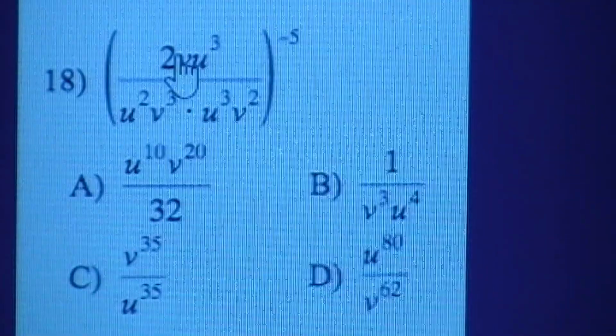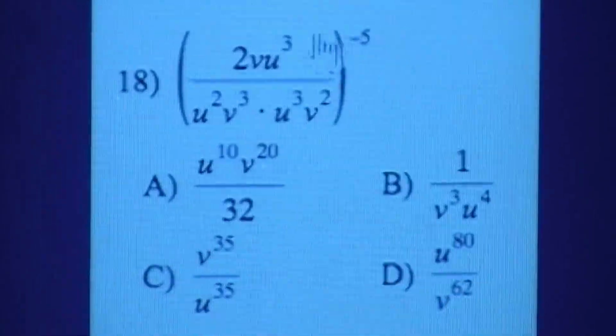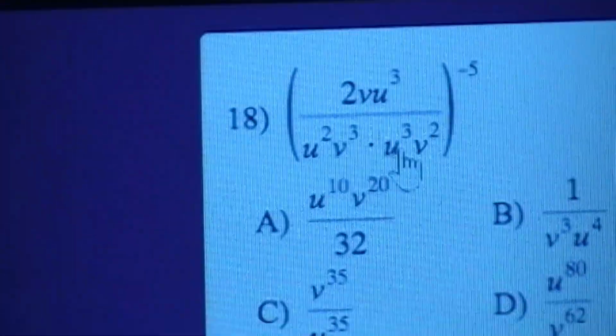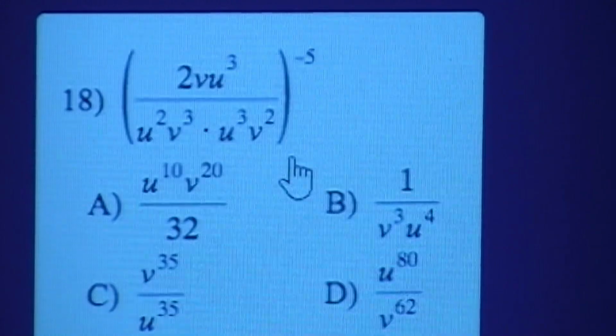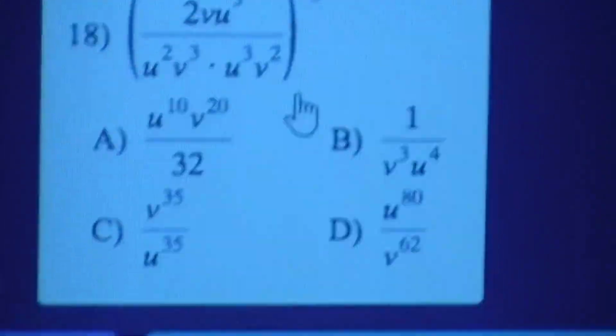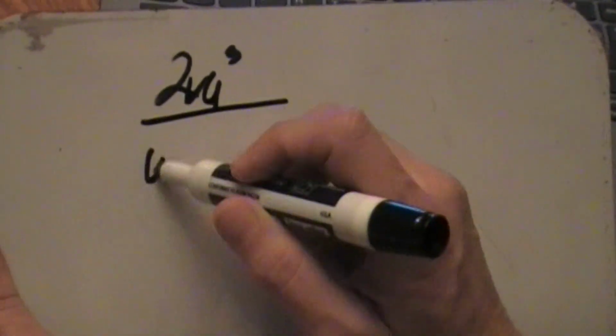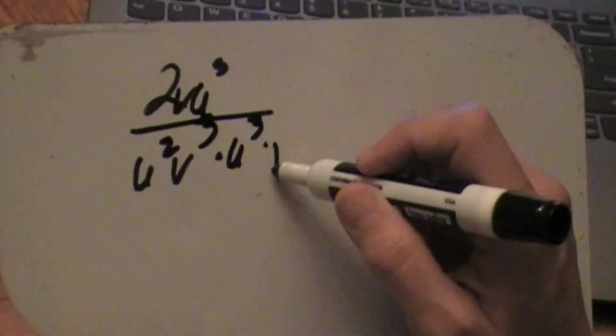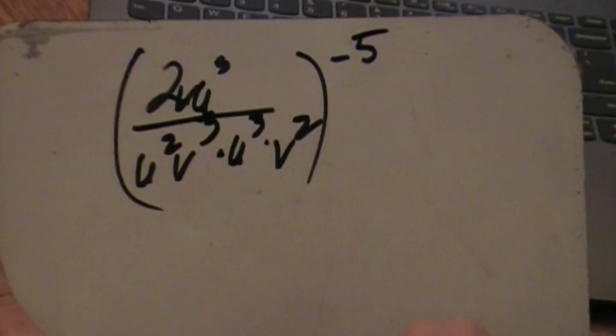Okay, for the next one, we're doing the exact same thing. It's power to a power, but let's do inside the parentheses first because that makes it easier, okay? Now I'm going to take some notes this time so you can see here. 2vu to the third power over u squared v cubed times u cubed v squared, all to the negative fifth power. I'm going to do the inside first.